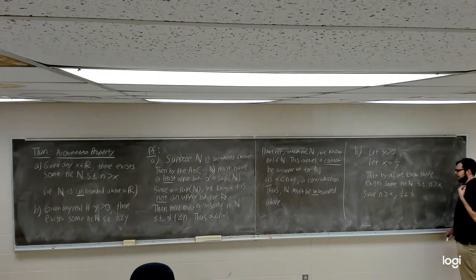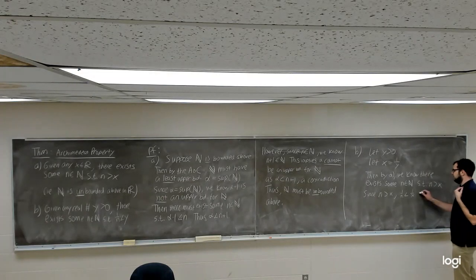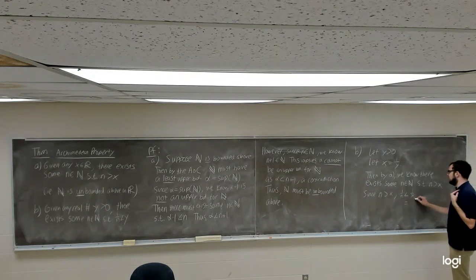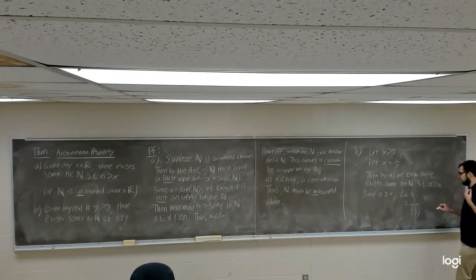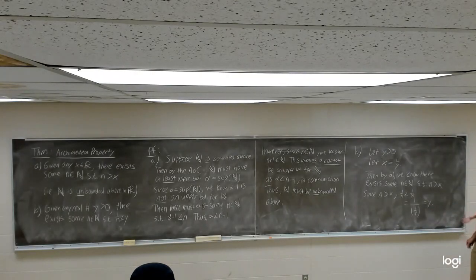But what is 1 over x? Well, 1 over x, we know, is equal to 1 divided by 1 over y. And 1 over y is just going to be y. Thus, 1 over n is less than y.